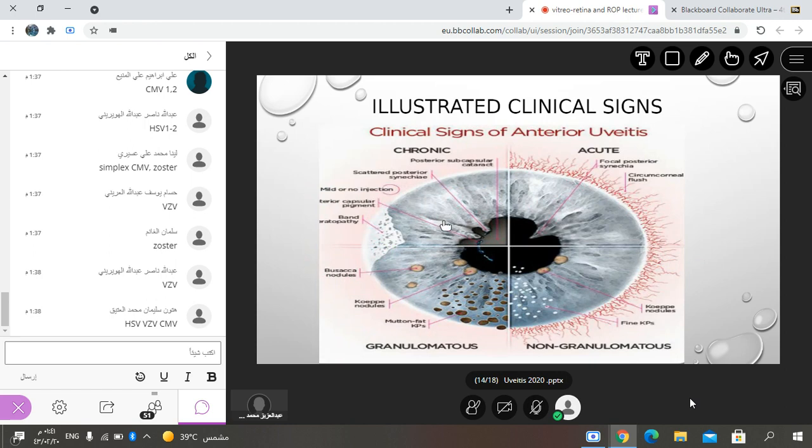The other signs like band keratopathy. Band keratopathy, we saw it in juvenile idiopathic arthritis. We saw that around 10 to 20% of these patients will have uveitis. Okay, and the classical picture.